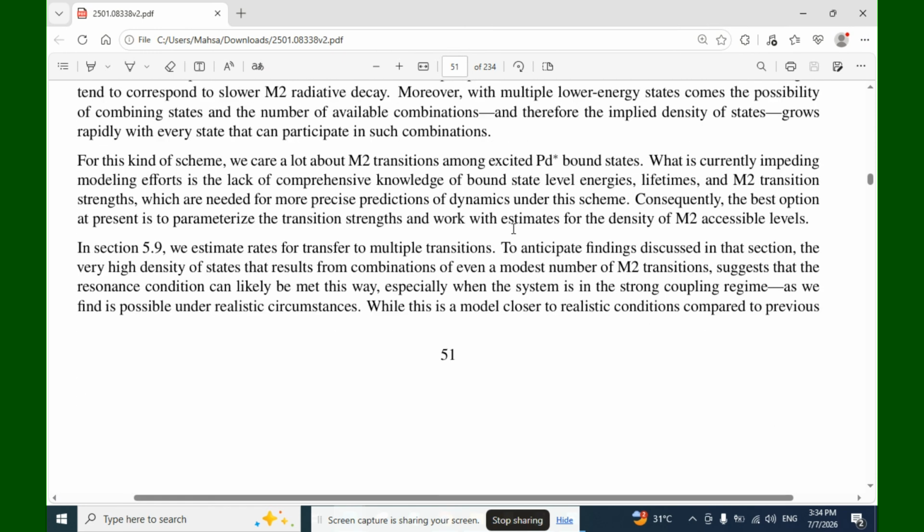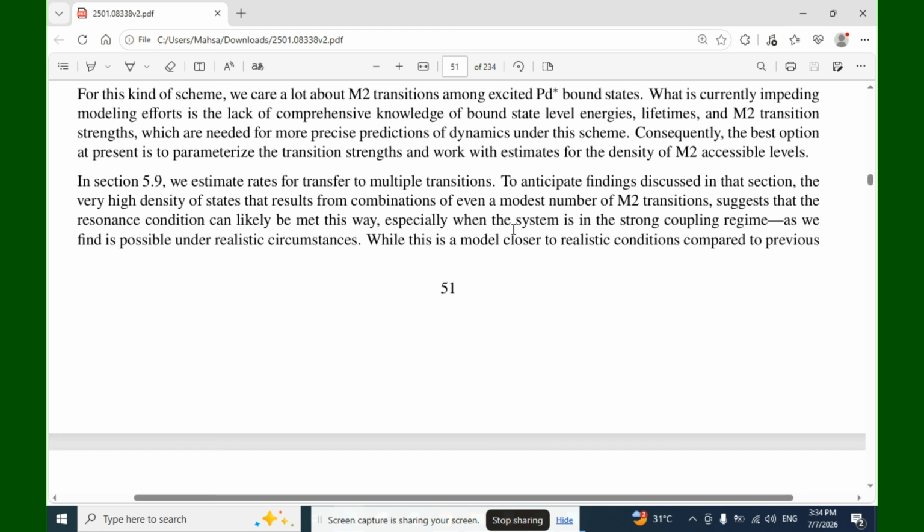For this kind of scheme, we care a lot about M2 transitions among the excited palladium states. What is currently impeding modeling efforts is the lack of comprehensive knowledge of bound state level energies, lifetimes, and M2 transition strengths, which are needed for more precise predictions of dynamics under this scheme. Consequently, the best option at present is to parameterize the transition range and work with estimates for the density of M2 accessible levels. In section 5.9, we estimate rates for transfer to multiple transitions.